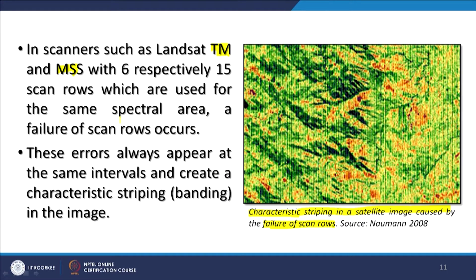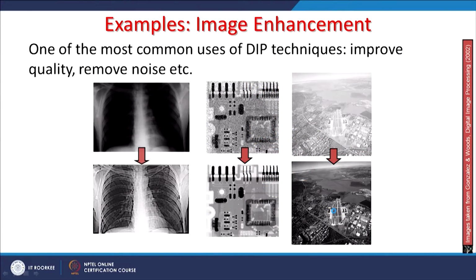And these errors always appear at the same interval if they are systematic errors, because of a sensor related thing, and can create a characteristic strip or banding which we are seeing here in the image. And as I told you, systematic errors can be corrected because one can develop a program, and we know which line or row is missing, or there is a problem with the sensor or calibration, so those things can be corrected. But non-systematic errors are more challenging to correct.